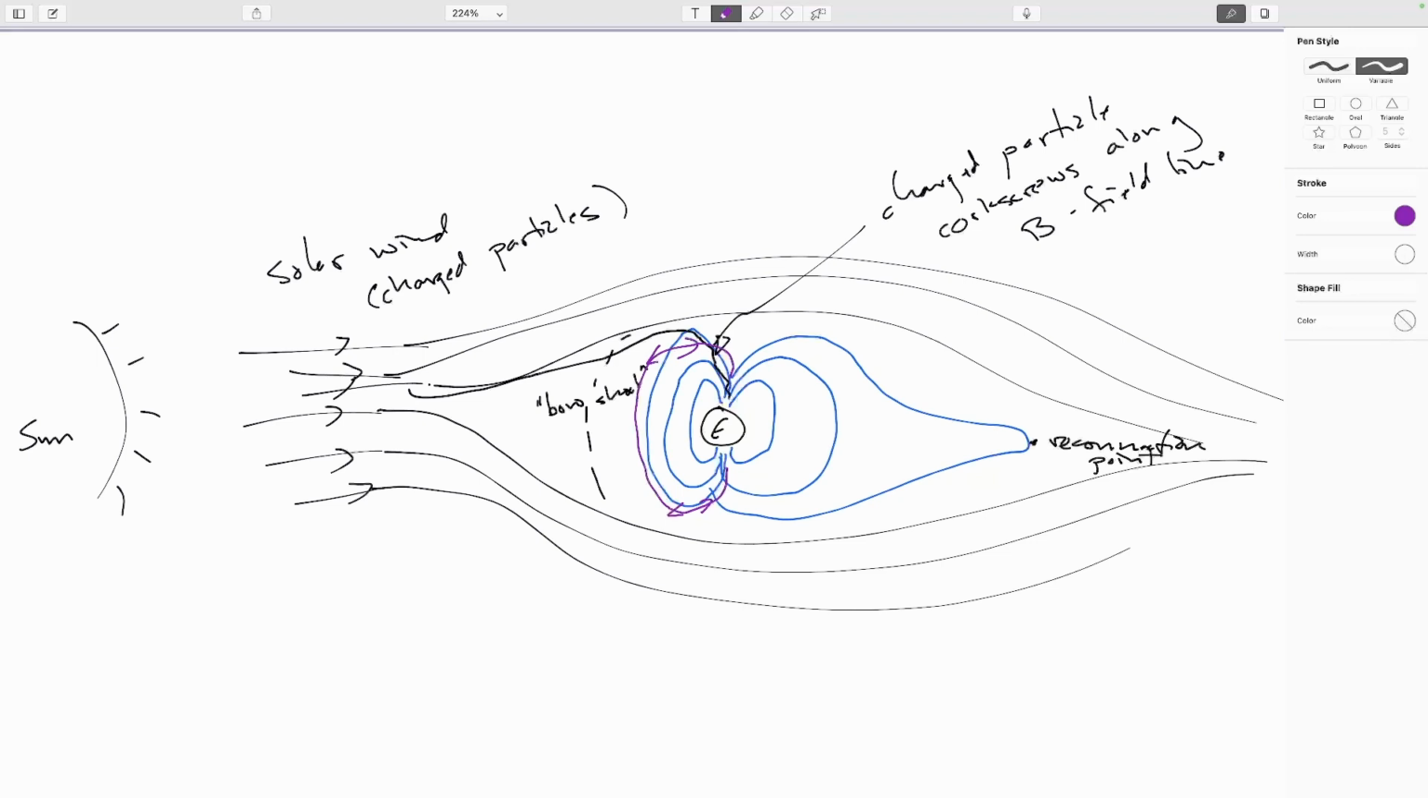Okay, so in the next video, we're going to go ahead and take a look at the Hall effect and also talk a bit about forces on magnetic currents.